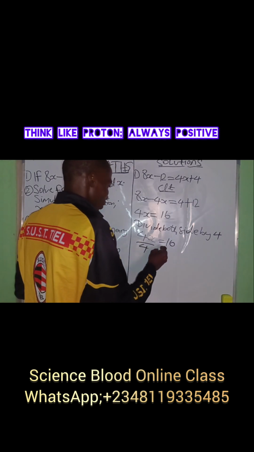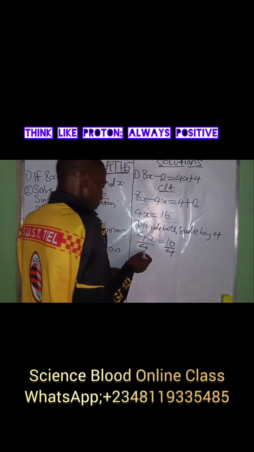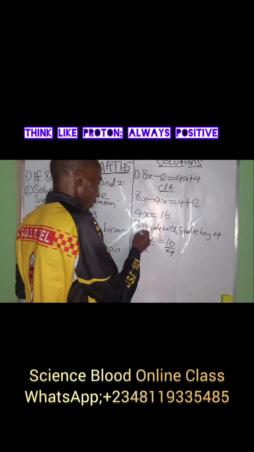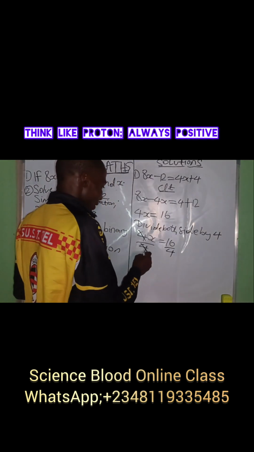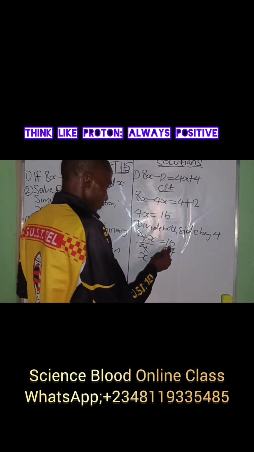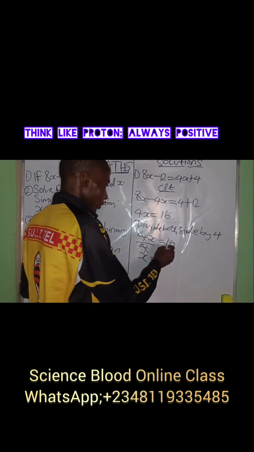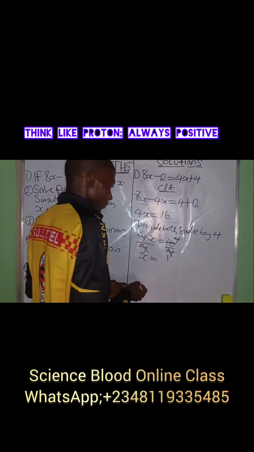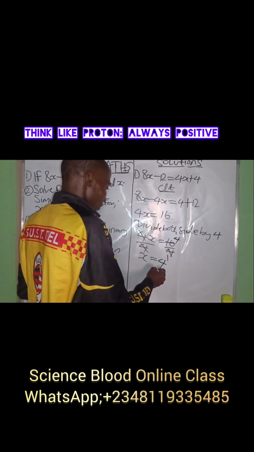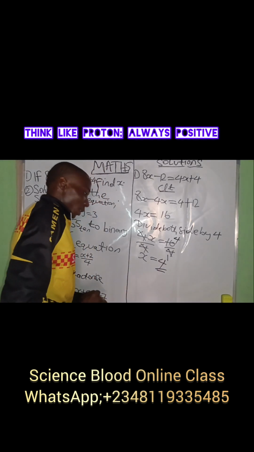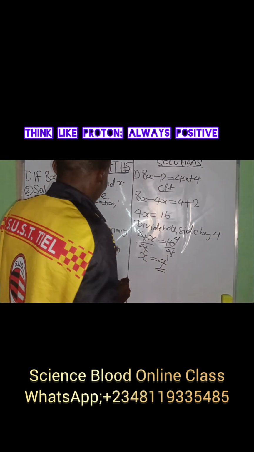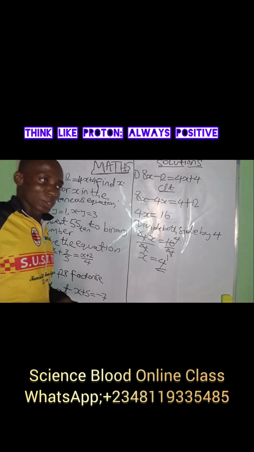Here will be 4, here will be 4. So on the left hand side here, 4 we can easily cancel 4. You are now left with x equals, on the right hand side, 4 will divide itself to give us 1, divide 16 to give us 4. So the value of x here is equal to what? 4, which is the final answer for this number one question.